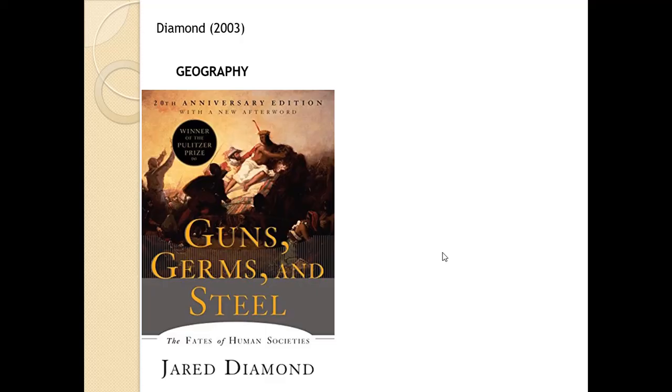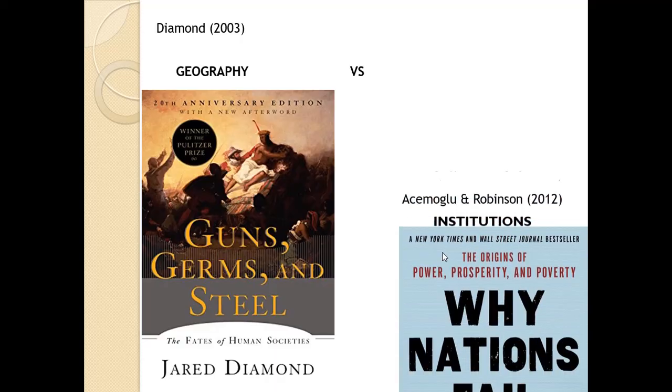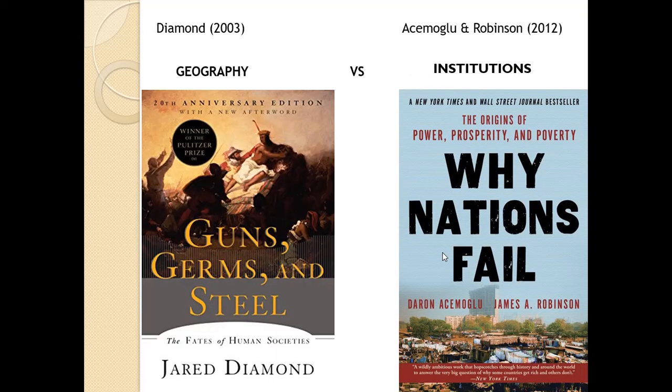So his idea is based on geography, that the locations of certain countries define their development over a period of time. This is versus Acemoglu and Robinson 2012, asking why nations fail. And Acemoglu and Robinson say that no, it is not about geography, it is not about location, but rather the institutions, the rules and norms in a certain country that help to develop or underdevelop a certain area.